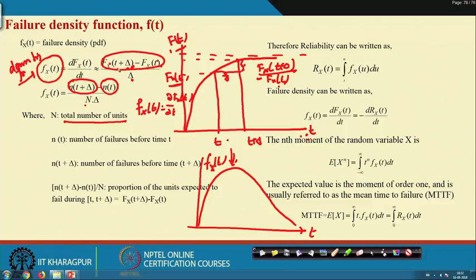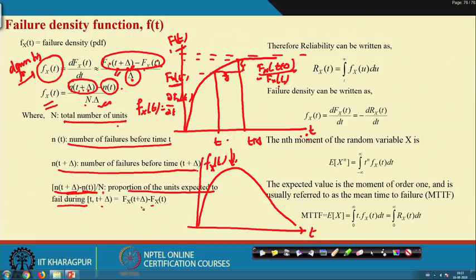So, this minus this is nothing but n(t plus delta) by N minus n(t) by N, which is n(t plus delta) minus n(t) by N. So, this quantity can be written like this, and delta is already there below. Once you have data, you can create f(t) by using this formula. That is the number of failures before time t plus delta, and n(t plus delta) minus n(t) by N is the proportion of units expected failing between these, divided by delta. So, this minus this by N is basically the proportion failing.